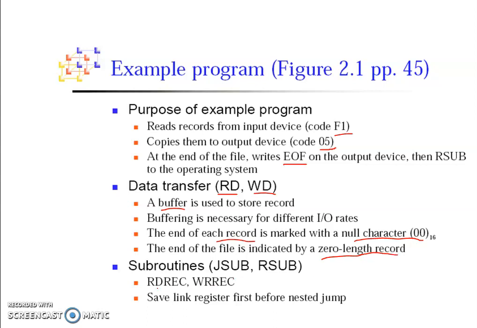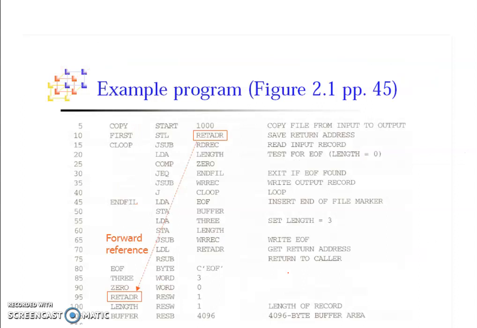The subroutines that are being used are RDREC and WRREC. In order to jump to a subroutine, JSUB is used. To return from the subroutine, RSUB will be used. For any nested jump cases, we will be making use of the link register in order to return to the main program, the calling program.